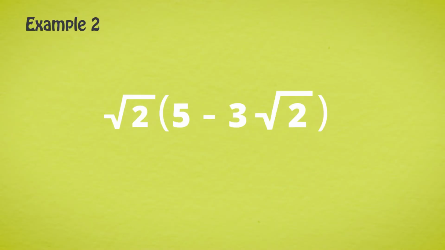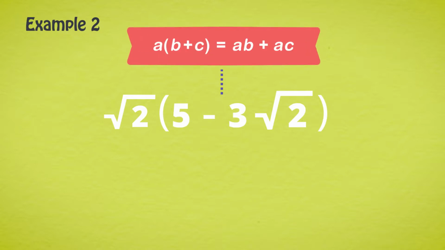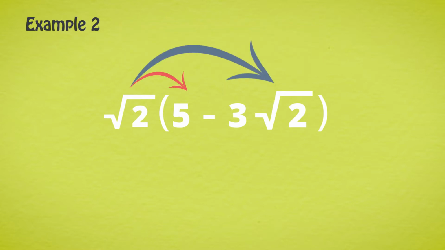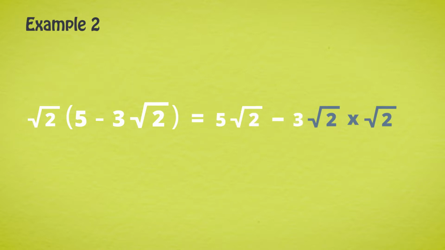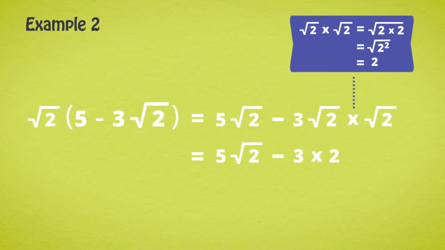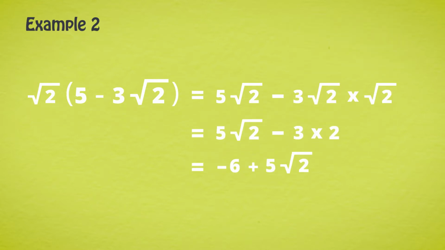Now, let's look at this product involving surds. What can we do to simplify? You're right. Just like the way we expand an algebraic expression, we can expand by multiplying to get two terms, like this. But how can we simplify further? Well, we can multiply these surds together to get 2. Simplifying further will give us this.